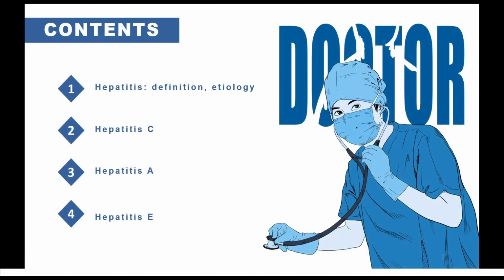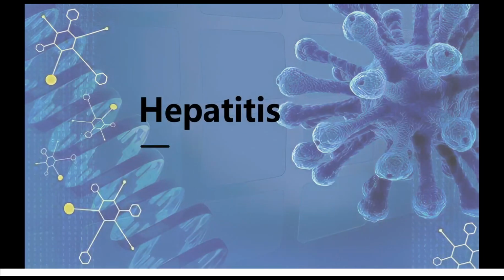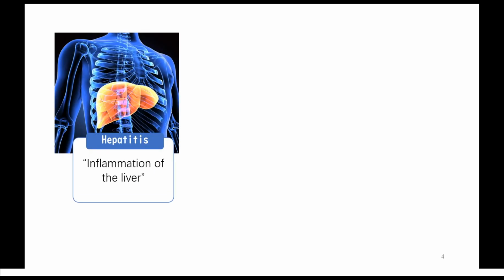So the content of our discussion include the definition of hepatitis and the etiology, and the different agents causing hepatitis. But for this discussion, we will focus only on three: hepatitis C, A, and E. Hepatitis B will be in another discussion. So what is hepatitis? Hepa pertains to the liver, and itis means inflammation, because hepatitis is exactly an inflammation of the liver.